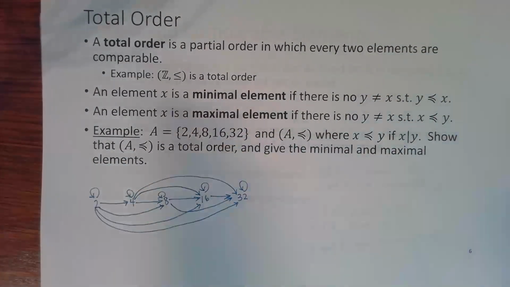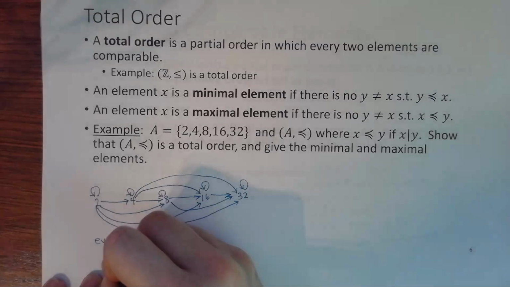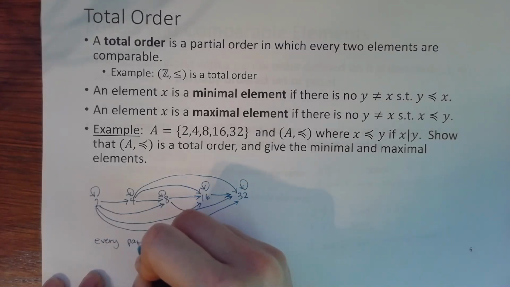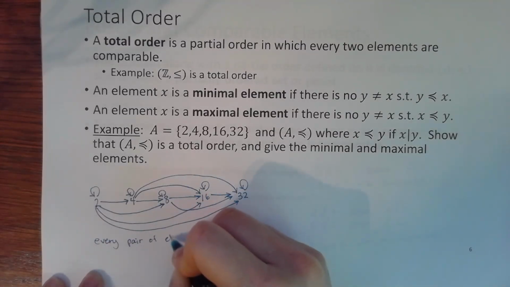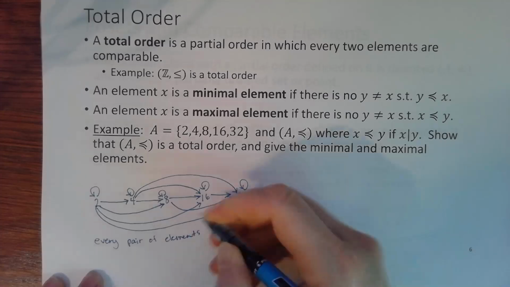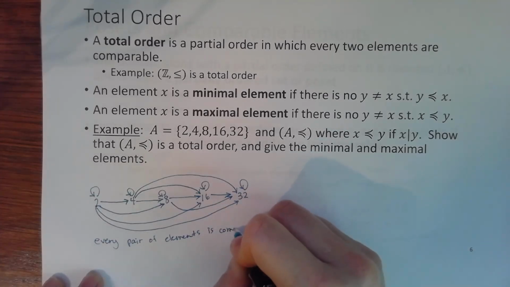So every possible pair of elements in there is comparable in some way. And so it is a total order. Every pair of elements is comparable.